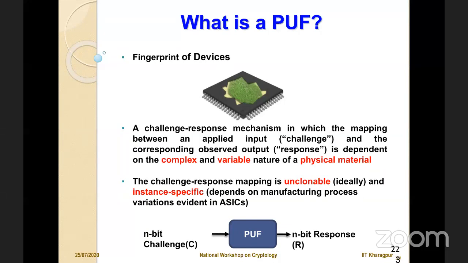So ideally, the PUF should be unclonable. That means if I take two devices and apply the same challenge to these devices, then if I tell you the response of one of the devices, you should have no easy means of understanding the response from the other device. That means the two responses should be statistically independent.